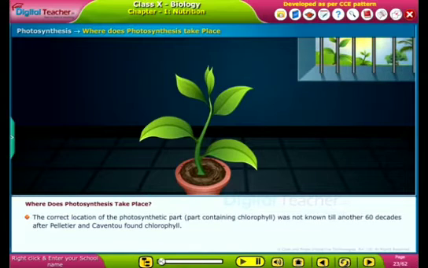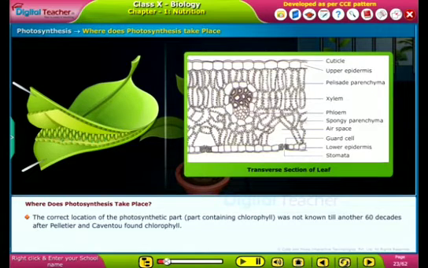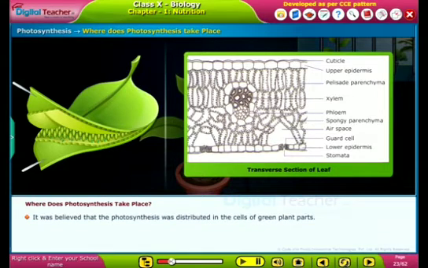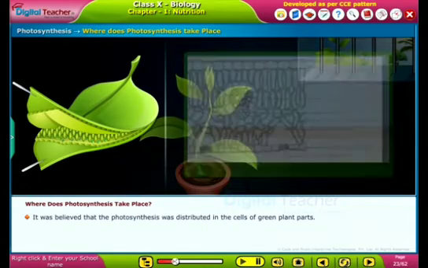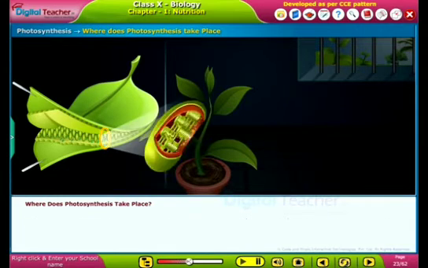The correct location of the photosynthetic part containing chlorophyll was not known until another 60 decades after Pelletier and Caventou found chlorophyll. It was believed that photosynthesis was distributed in the cells of green plant parts. But in 1883, Julius von Sachs found that chlorophyll present in plant cells is observed only in organelles within the cell, but not through the entire cell.